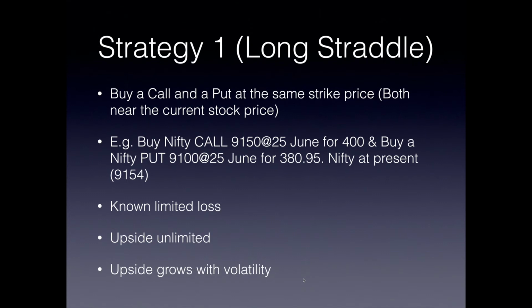Your total known loss for this transaction in the worst case will be 400 plus 380.95, which is 780. But the upside is unlimited. How come it is unlimited? This is because if Nifty is not going to stay stable, if it is going to fall dramatically, or if it is going to go up dramatically, in both of these cases, your upside grows exponentially. So this is the thing with volatility. Your upside grows with volatility, which is what this strategy is specifically targeted for.